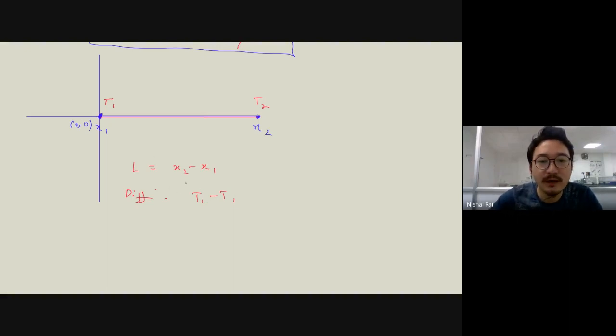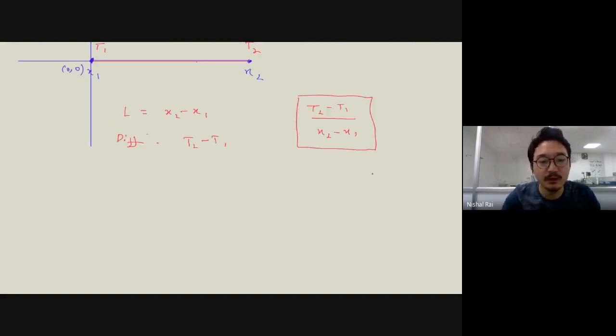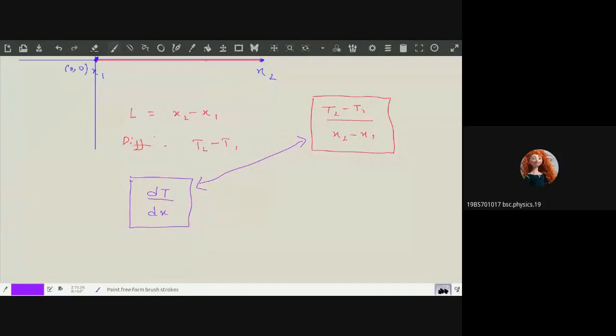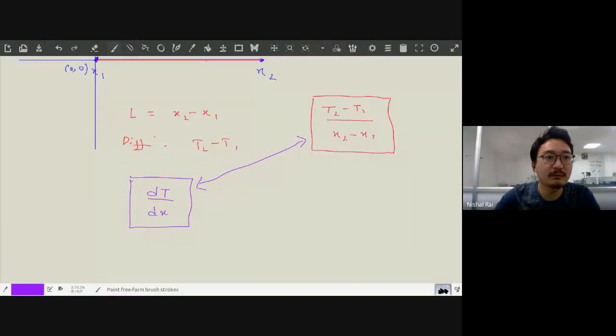So if you divide these two, what you will get is T2 minus T1 divided by X2 minus X1. Now, if you know the definition of a derivative, this can be written as dT by dx. Is it okay? Yes, sir. I think it's okay. Now that one was basically the gradient. Now this is basically the thermal gradient.